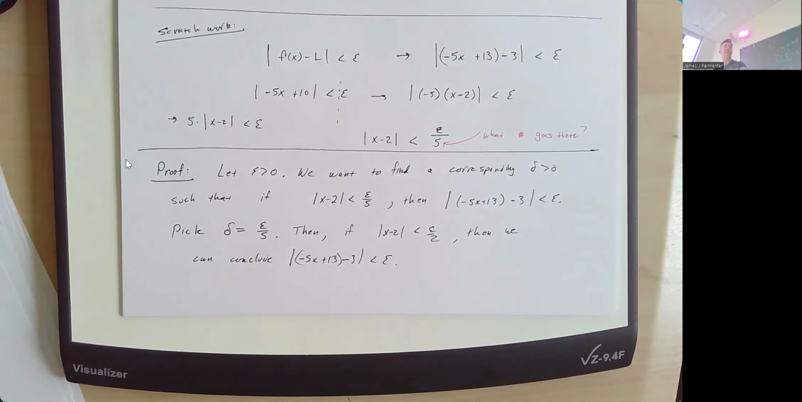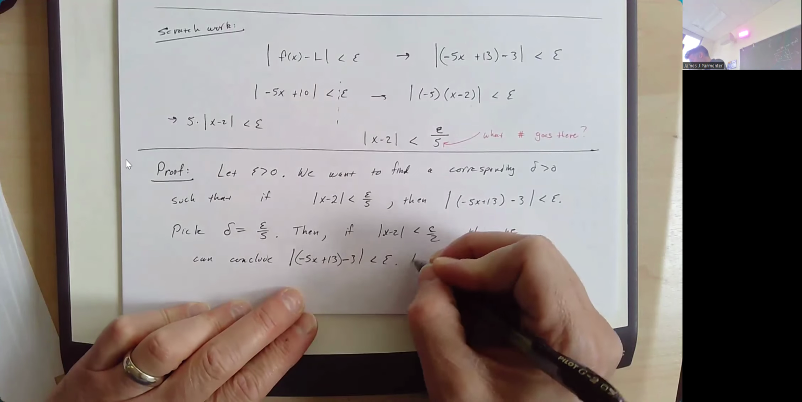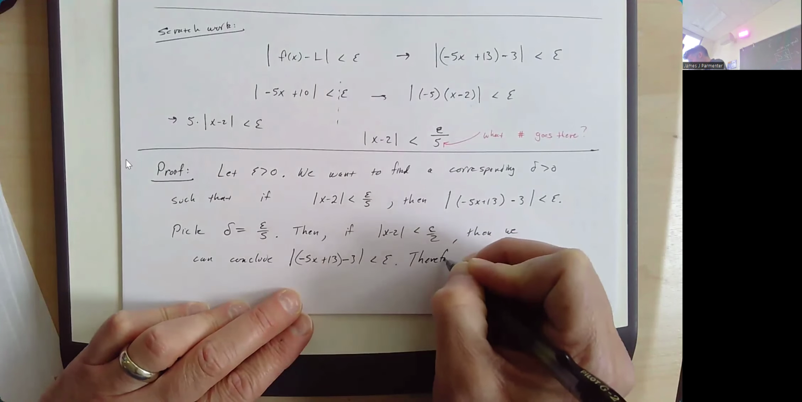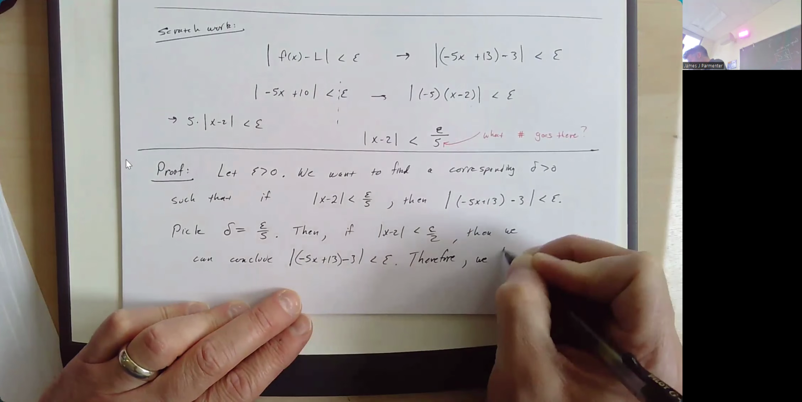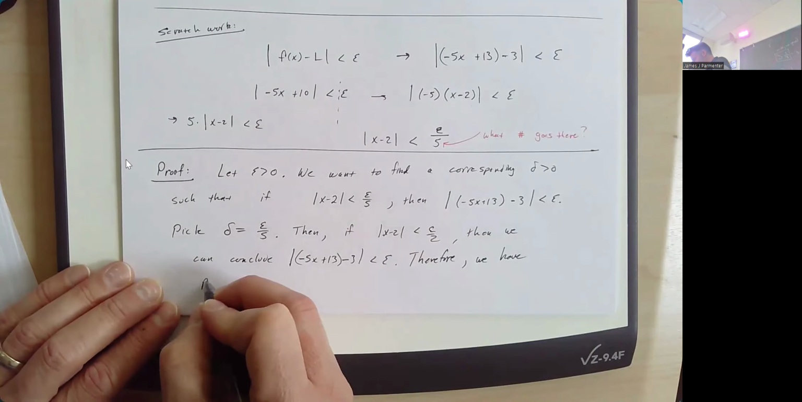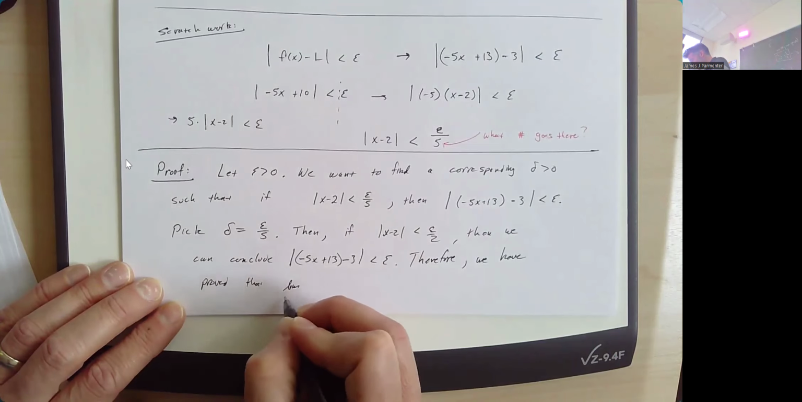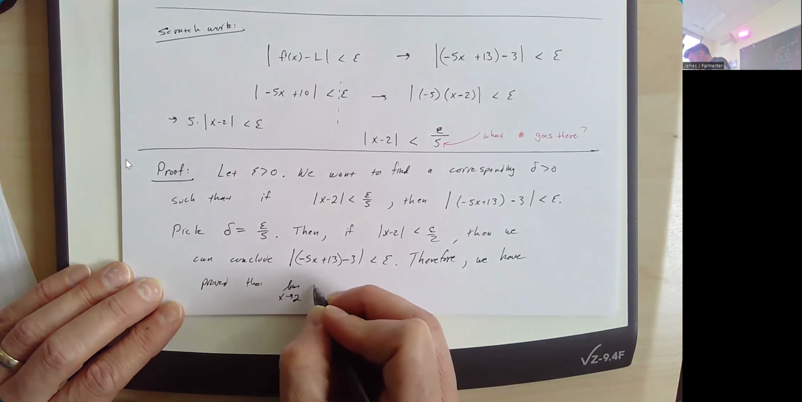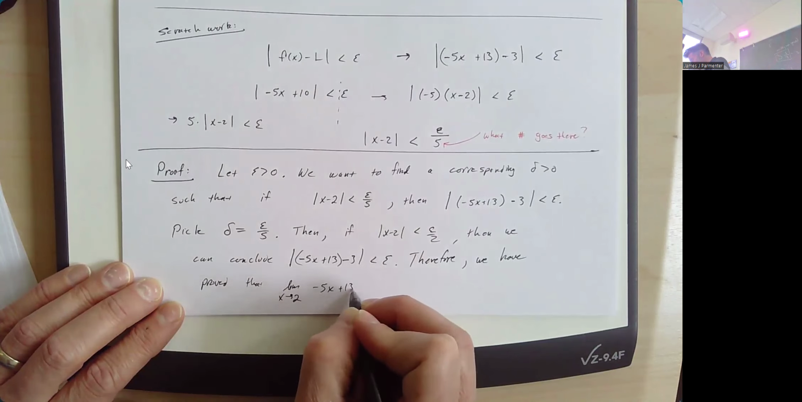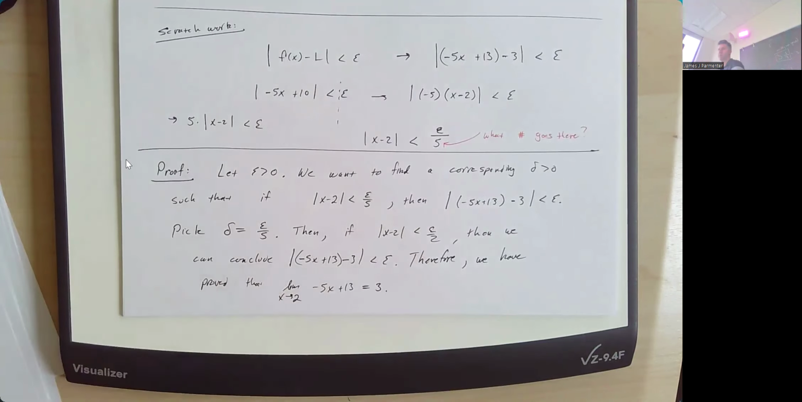That always feels a little hand wavy to me. I'm like, yeah, I know I just showed it up above there, but I still feel like I should have said more. But I didn't want to, because writing lots of things is never what we really want to do. Therefore, or thus, whatever you like, we have shown what we wanted to show. We have proved that the limit as x approaches 2 of negative 5x plus 13 is in fact equal to 3.